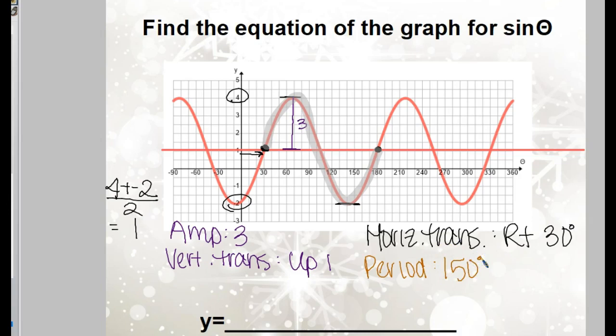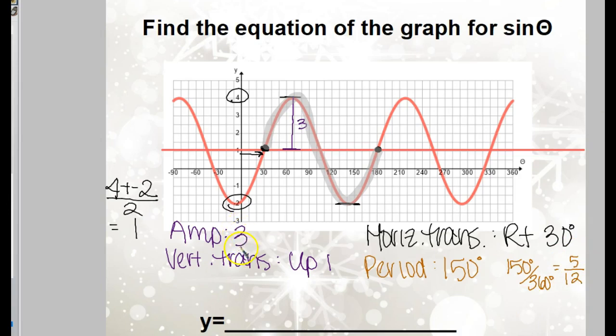Now, for my equation, I need to figure out the factor by which we're changing it. So I'm going to take what my period currently is, which is 150 degrees, and divide that by 360. We then can reduce this to 5 over 12. And so remember, when we go to put this into the equation, this is the factor, but we're actually going to write the opposite.